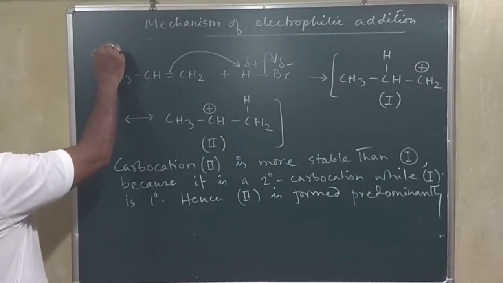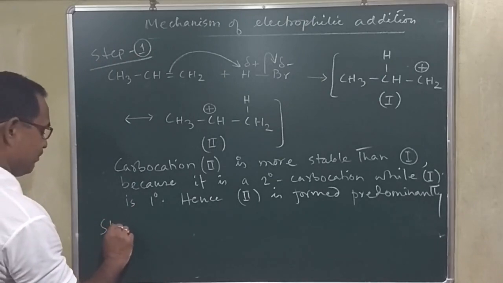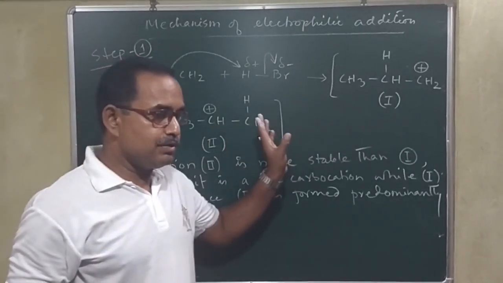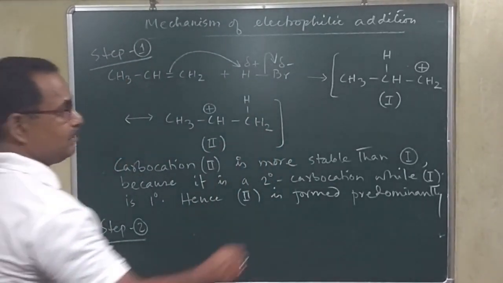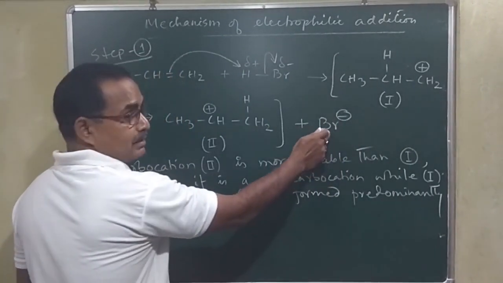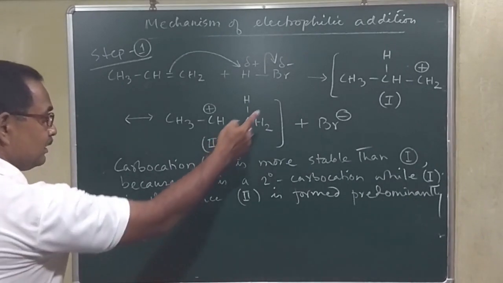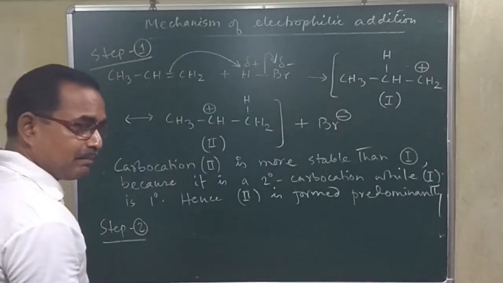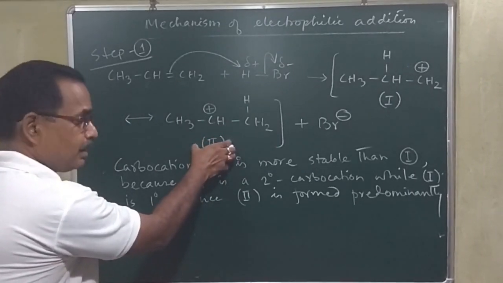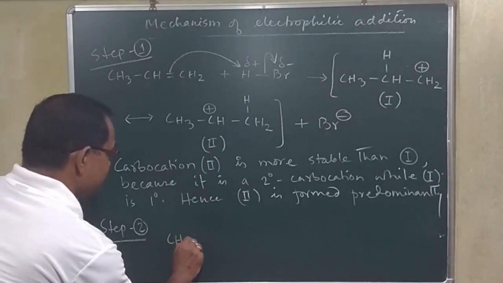So this is step 1. In step 2, what will happen? Both of these will be attacked by the nucleophile. The nucleophile is Br minus. So in step 2, both 1 and 2 will be attacked by bromide. But since there is a greater amount of 2, it will be attacked to a greater extent.